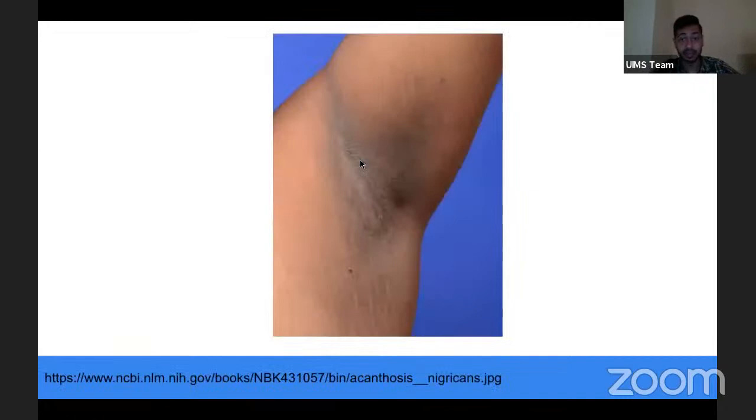This is acanthosis nigricans, which is hyperpigmentation. Now this image here is just of the axilla. What you need to know is that this could be in almost any crevice of the body. It could be in the creases of the groins. It could be on the back. It could be behind the knees as well. So it's always good to try and analyze the skin. Obviously, in the axilla, we're looking for lesions such as this.